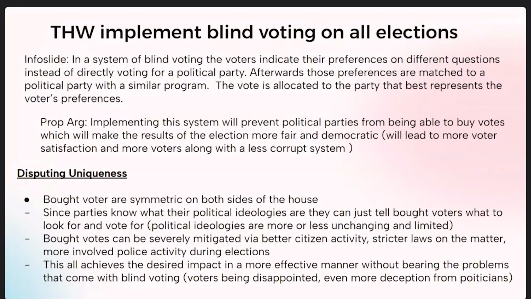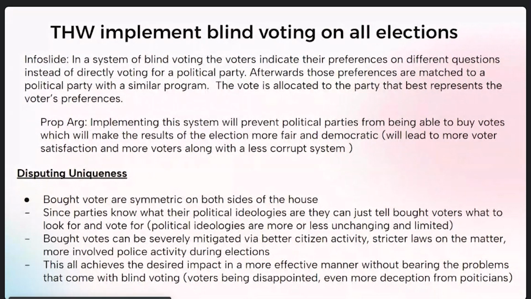Since parties know what their political ideologies are, they can just tell bought voters what to look for and vote for. Because political ideologies are more or less unchanging and limited, there's not an unlimited variety of political ideologies, and the most important questions in certain elections are very specific and the same for every party. Parties can just tell the bought voter, okay, I believe in this, this, and this, and you're going to vote for this, this, and this. So now I'm proving why the proposition's argument exists in both worlds and they do not solve that.